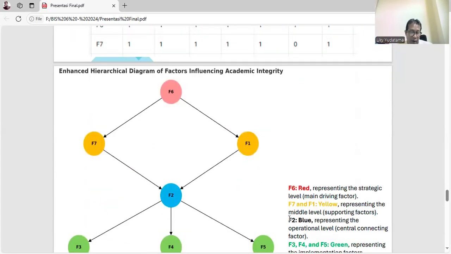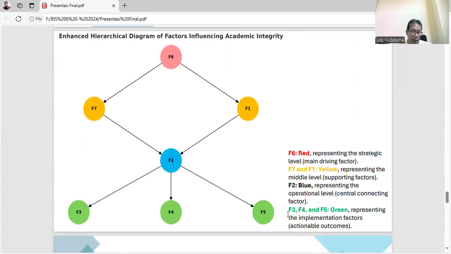Hierarchical diagram of factors influencing academic integrity. The hierarchical diagram of factors influencing academic integrity illustrates the hierarchical structure of various factors that impact academic integrity. This diagram visualizes the flow of influence and the relationship between factors in an academic context.